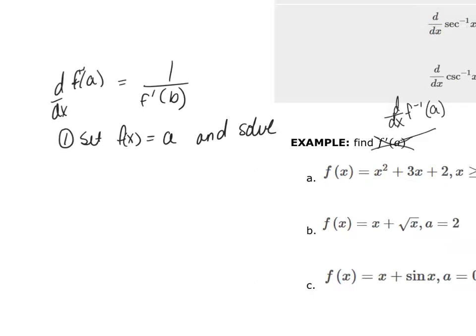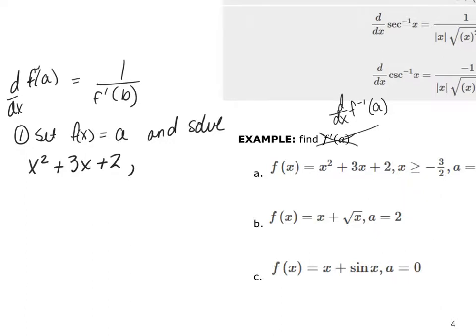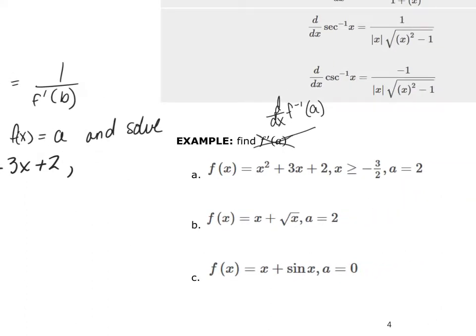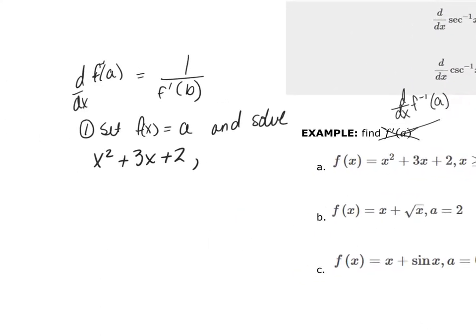This first one is x squared plus 3x plus 2, and the important part is that they're telling me x has to be greater than -3/2. The reason is that's where the vertex is. That's the cut at the vertex to ensure it's a one-to-one function. They want to know at A equals 2. So I set that function equal to 2 and solve: x squared plus 3x plus 2 is equal to 2. What value did I put in there to get that out?